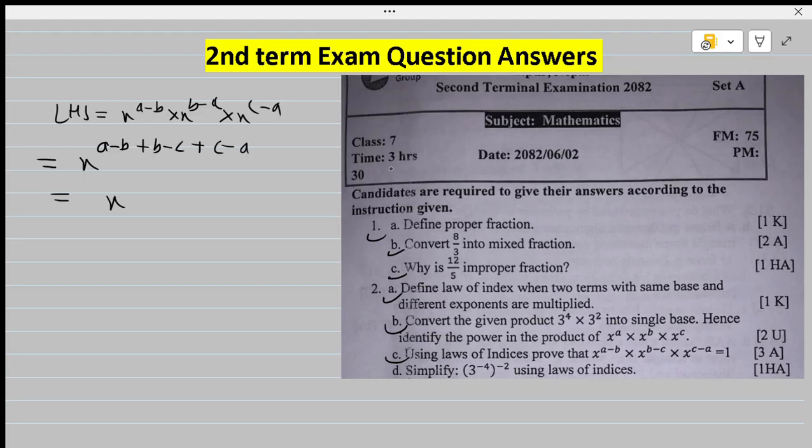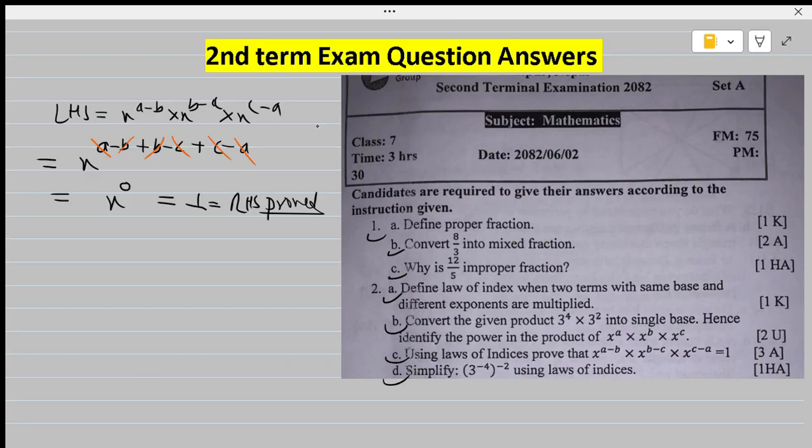And after you add, which terms you see are the same but plus and minus, you can get them cancelled. So plus a and minus a you can cancel, plus b and minus b you can cancel, and plus c and minus c. So you get that 0. So x power 0, and for any base if its power is 0, its value is 1. So we get the RHS proved. So it was for number C.